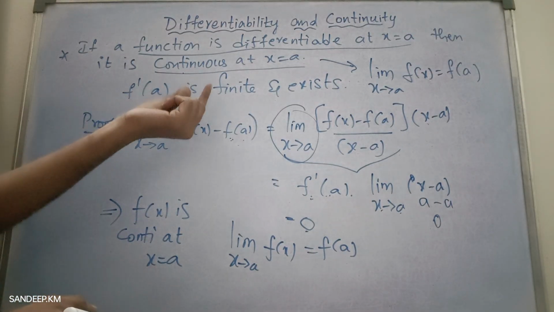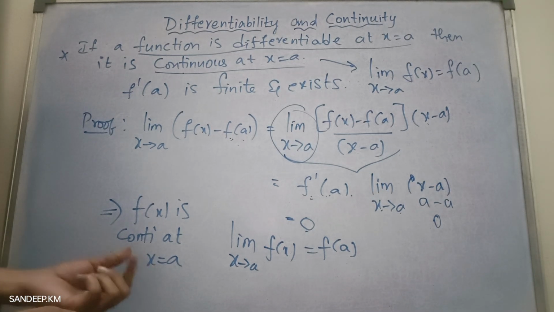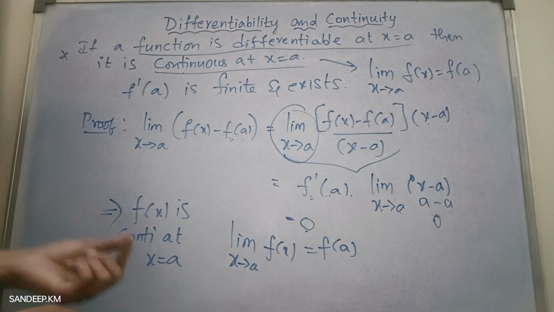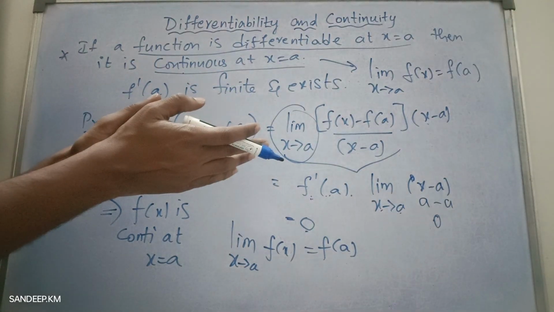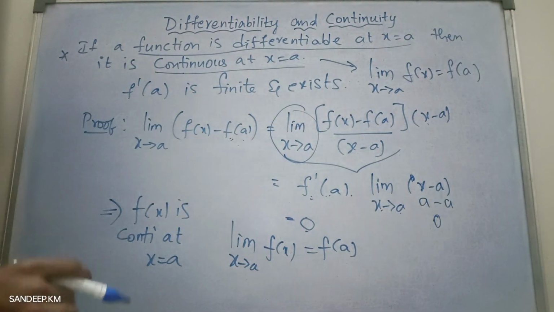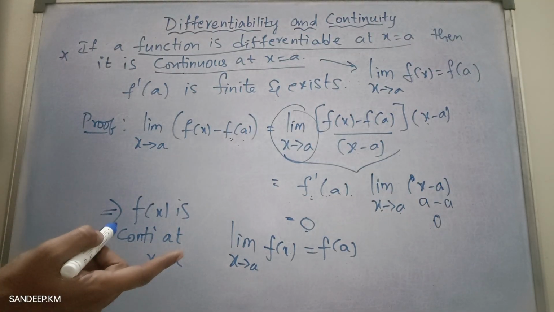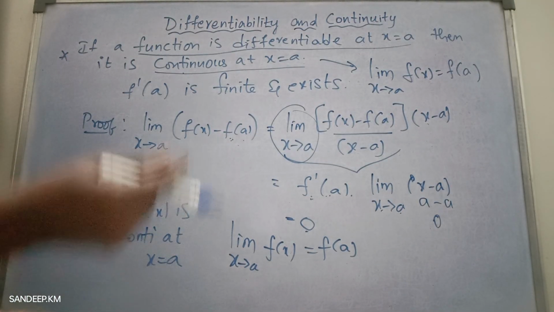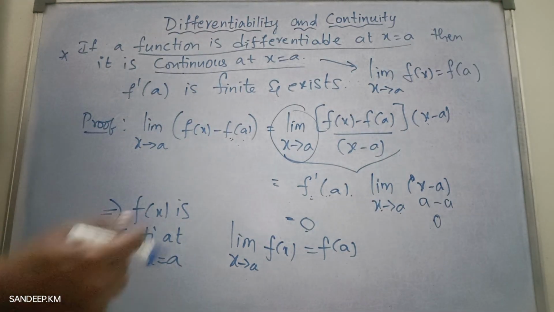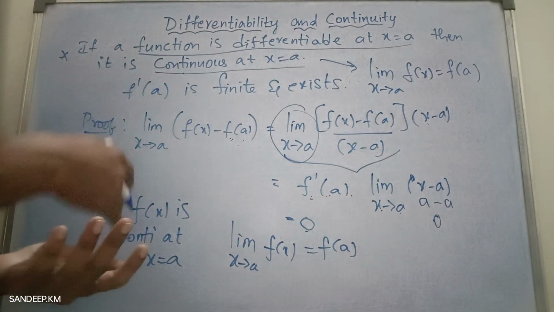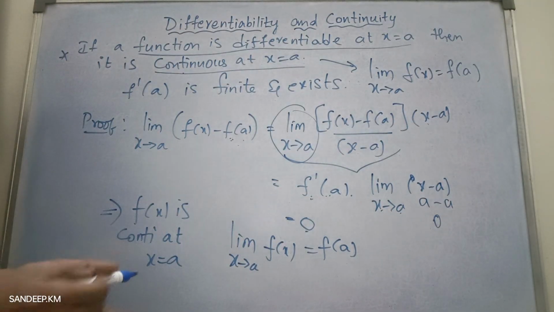If the function is differentiable at x equal to a, I have proved that the function is continuous at x equal to a. So if it is differentiable, then it is continuous. Now, what is the converse of it? Can I say that if it is continuous, it is also differentiable? No. If it is continuous, we cannot guarantee that it is differentiable. So it means that when a function is continuous at x equal to a, it may be differentiable or it may not be differentiable.